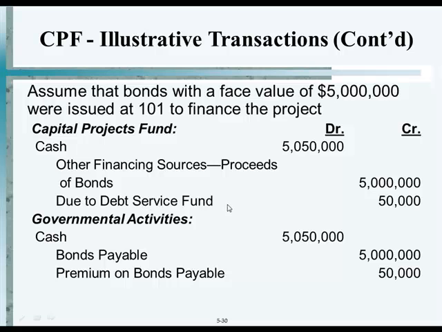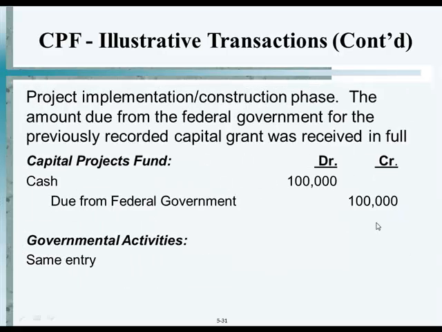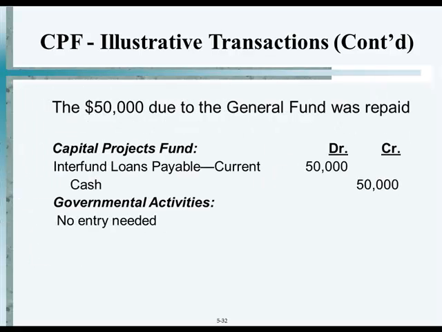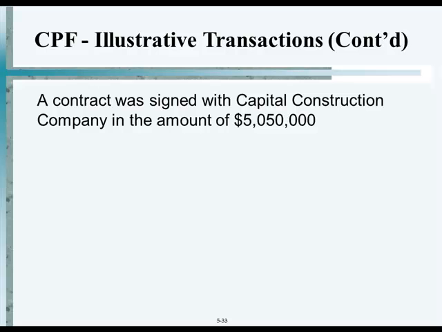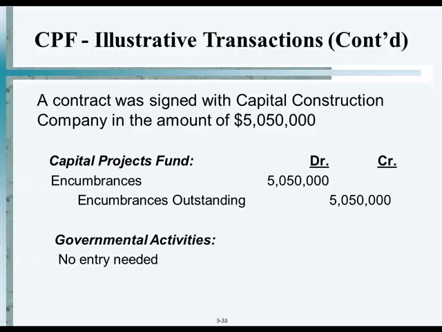So where is this money going to? To the debt service fund to retire the debt. This is just, they receive a capital grant, cash, due from federal. Okay, let me see if there's anything unusual where you might need some help. They pay off the loan, which is credit cash, debit. Now comes the real work.